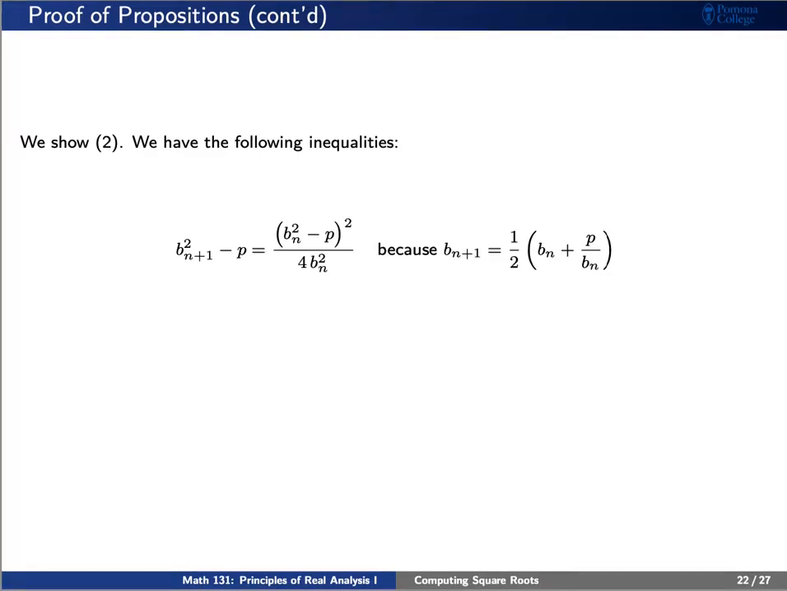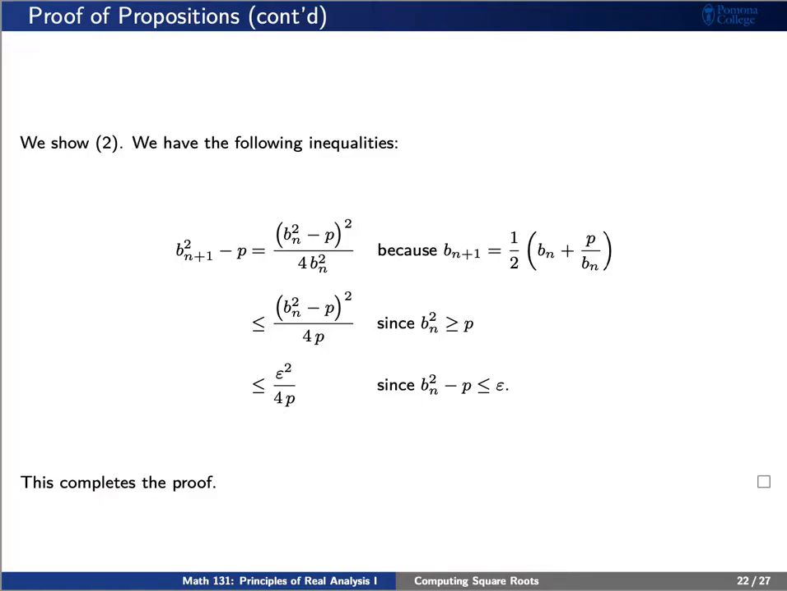Finally, we'll show the second statement. The idea is that we have to show a few inequalities using some substitutions. We can compute that b sub n plus 1 squared minus p is the ratio of two positive terms, but we can actually write this as being less than or equal to b sub n squared minus p quantity squared over 4p. This is by carefully staring at our denominator. But now, for the numerator, we use the idea that b sub n squared minus p is less than or equal to epsilon. So we see that our b sub n plus 1 squared minus p is less than or equal to epsilon divided by 4p.